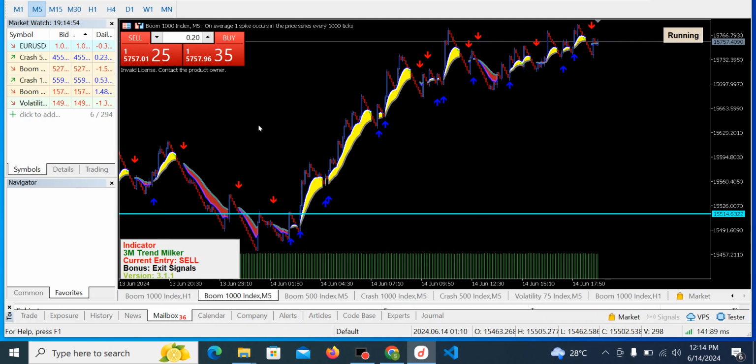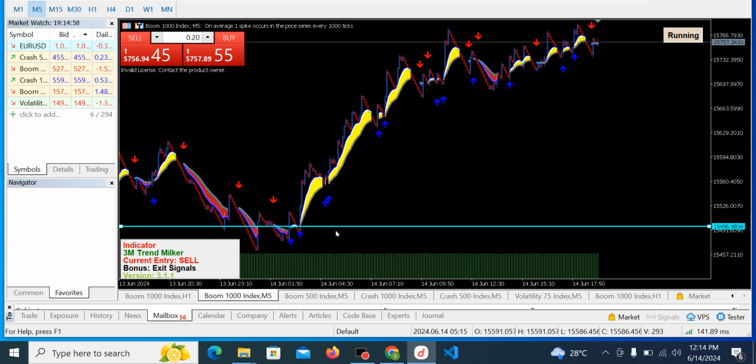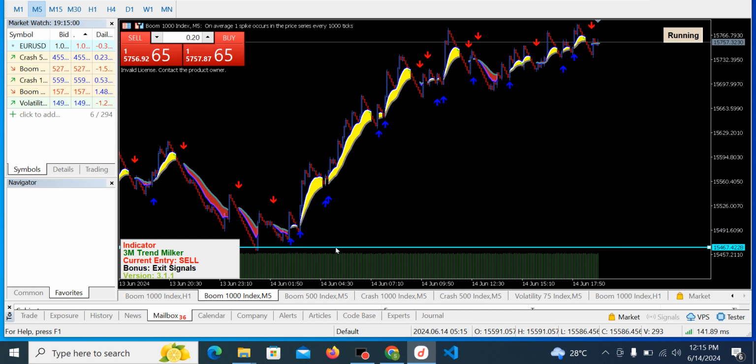Okay guys, this is boom 1000. I'm on 5-minute time frame, and of course I'm using the 3M trend milker trading indicator. It is an amazing custom made indicator that helps you to analyze the market very well, and of course it helps you to have profitable trades on daily basis. So quickly let's check this out.